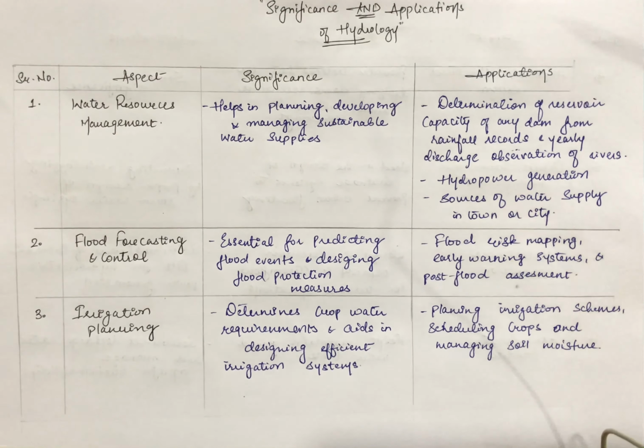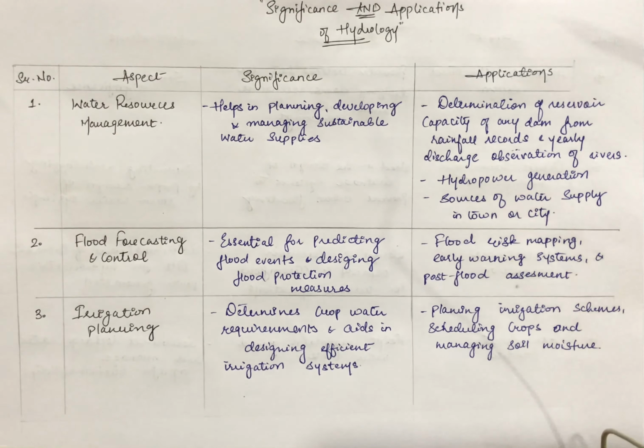The second application could be hydropower generation. The capacity of the turbines and the quantity of hydropower that could be generated can be decided through the aspect of water resources management, and it also finds its application in managing and designing the sources of water supply for a town or a city.